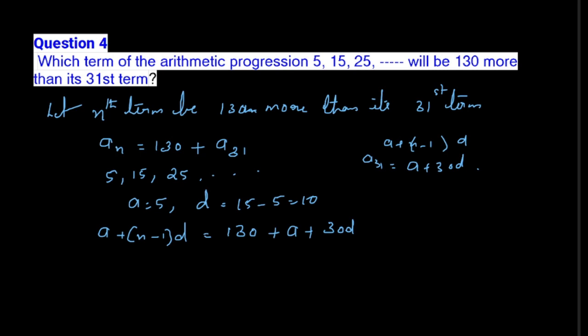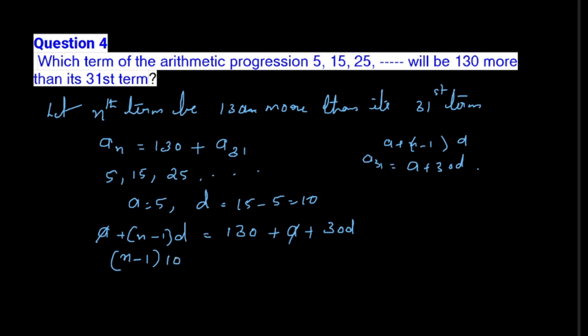Now on the left hand side we have A, and on the right hand side also A. Both are the same, 5 and 5, so 5 minus 5 becomes 0. That means we can cancel them. Then we have (n minus 1) into D, where D is equal to 10.